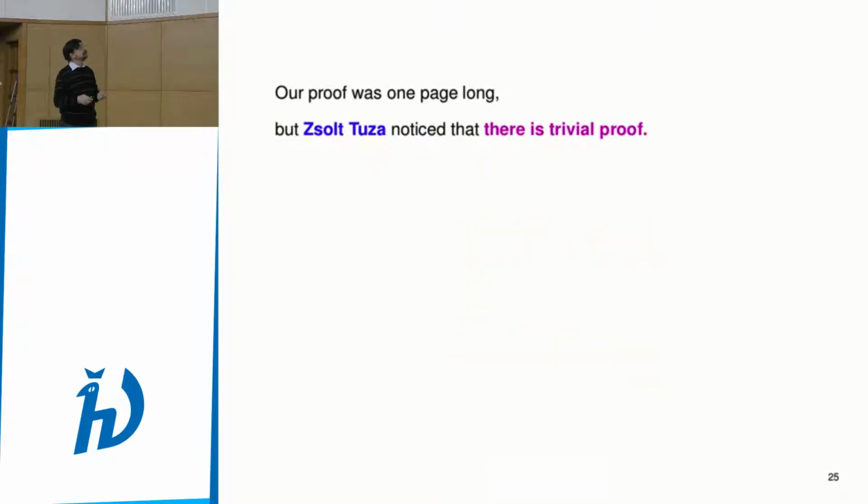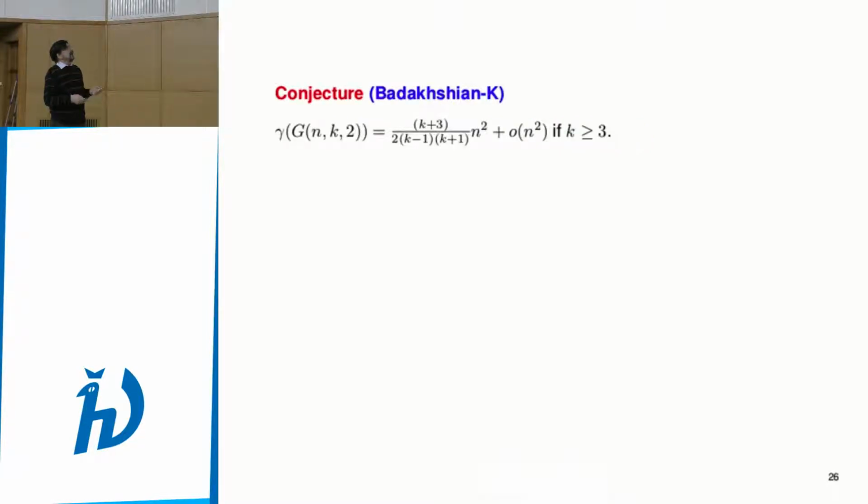And Joel Touza noticed that there is a trivial proof. So it will be a joint paper with him. Yeah, so the next step was when L is 2. And so we made a conjecture.